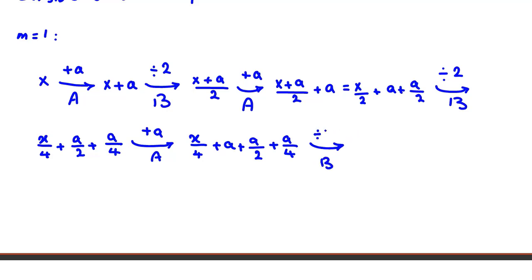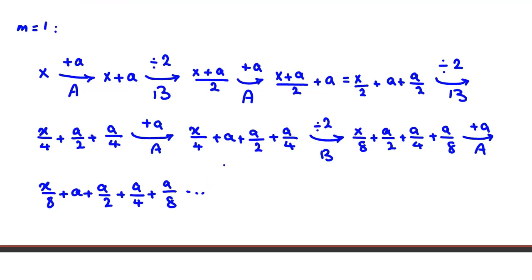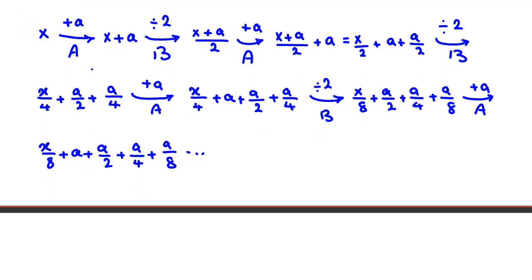Now let's add one more. For example, Bob plays: X over 8 plus A over 2 plus A over 4 plus A over 8. And then Alice adds A. And so on. We want to consider the case that it can go up to infinitely many steps. It means what? When it is Bob's turn, the number should be even. And let's consider those steps.